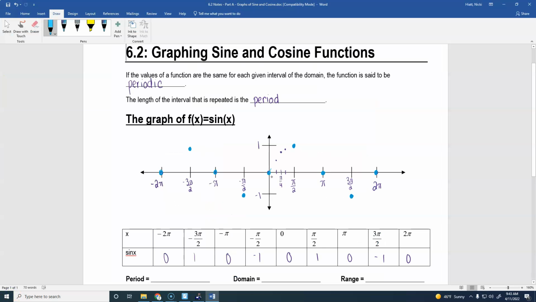So when we draw that in, it's going to be a curve. So you're going to see it curved like this. And so that is what our function is going to look like.